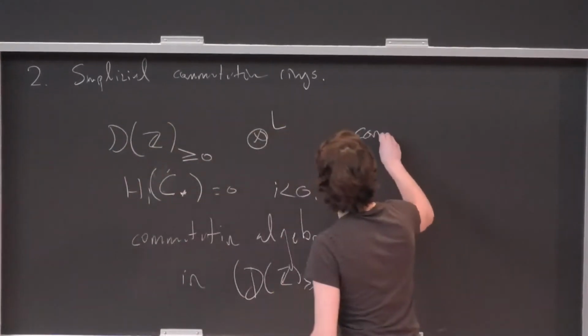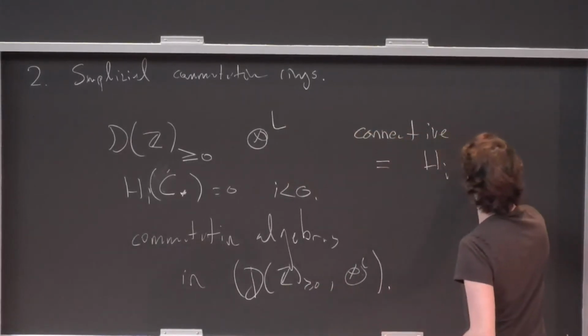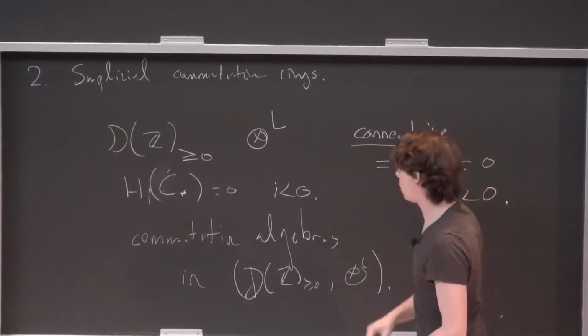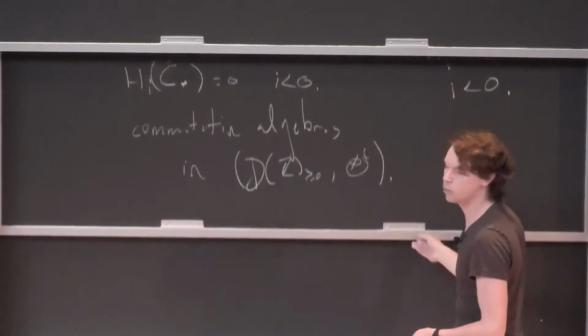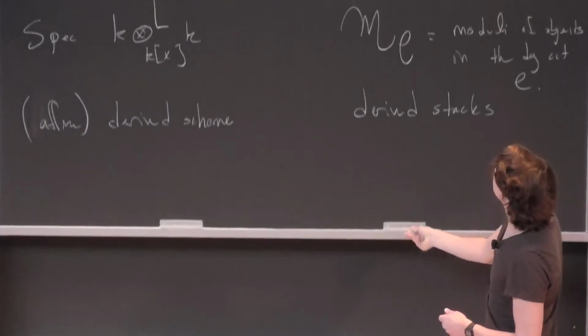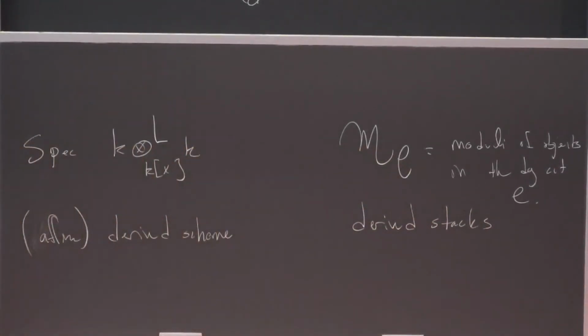Right, so connective is H_i is 0 for i less than 0. It's going to be hard for me to hide some of the sort of homotopy theoretical background. So this would be the same as saying that the positive cohomology vanishes if you're more used to thinking about that. Okay.